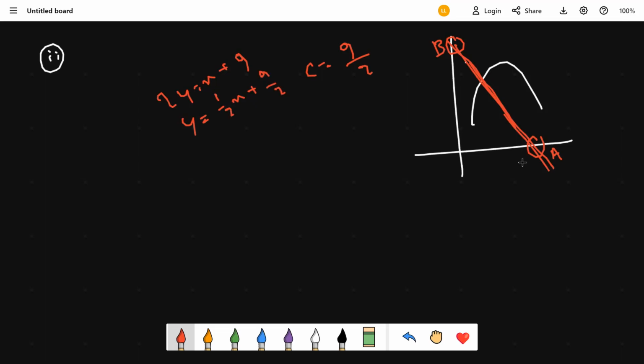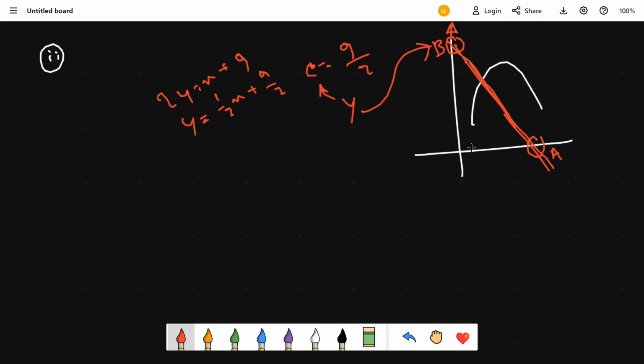If that's the case, on the axes, what is the single thing we know? On the y-axis, do we know the value of x? When C equals 9 by 2, can you observe what C is? C is actually y, isn't it? The value of y, but the value of y at which point? The value of y at the y-axis. On the y-axis, do you know what the value of x is? You can guess, and actually you do know.